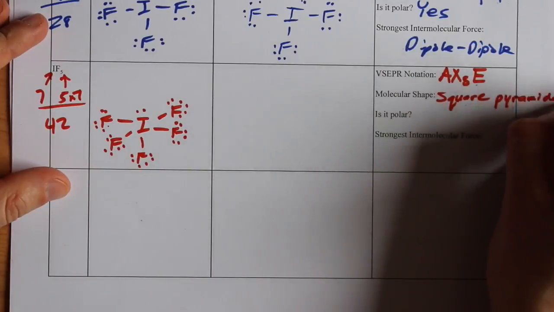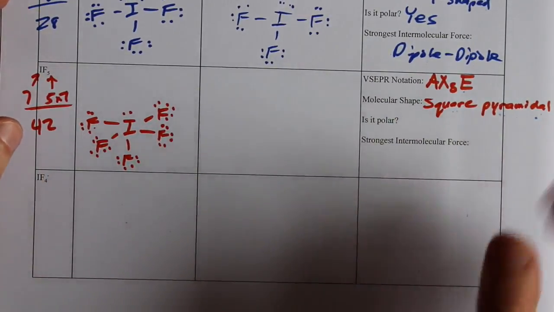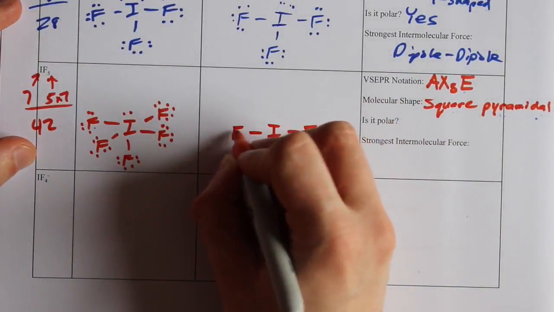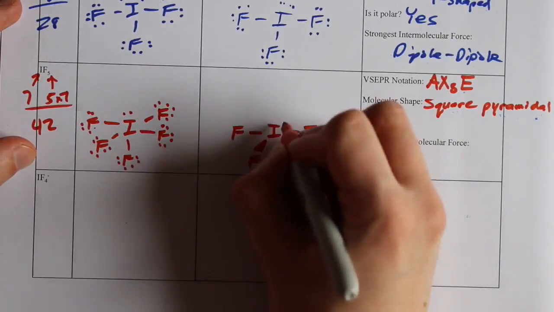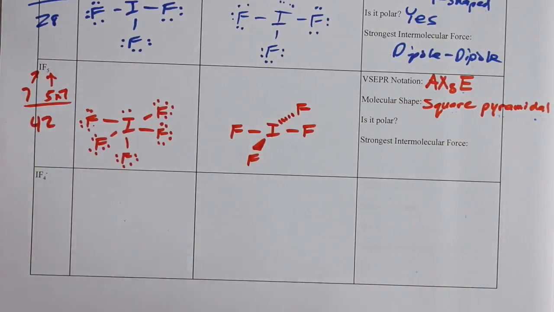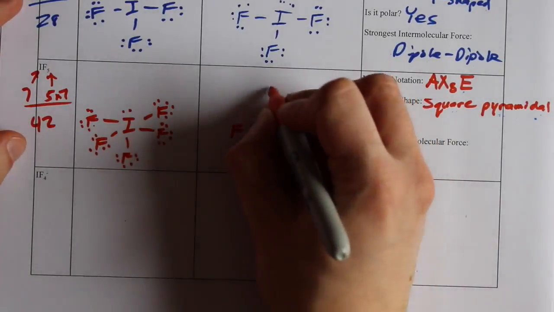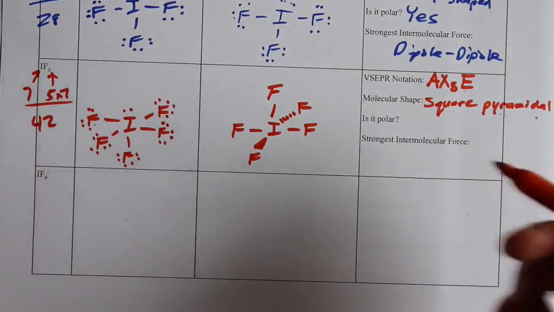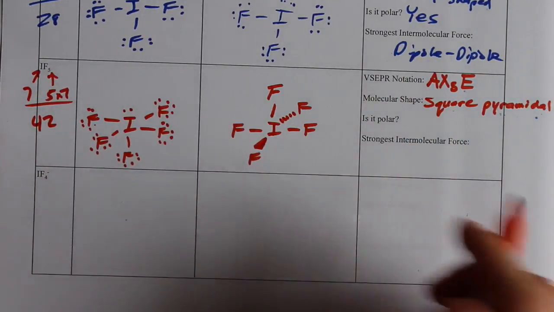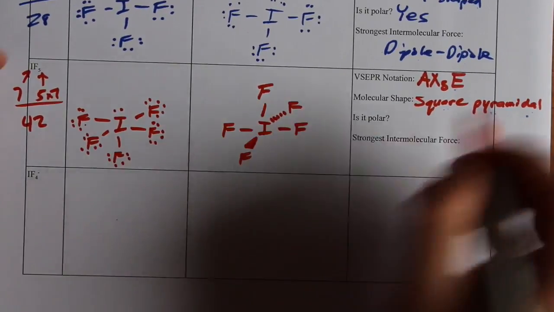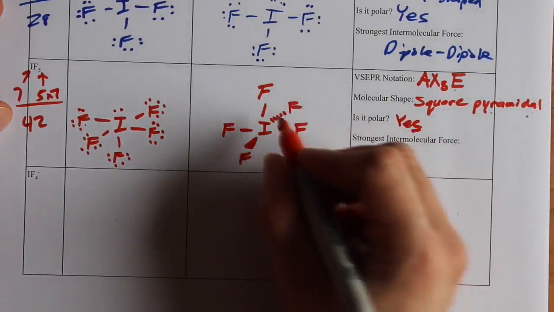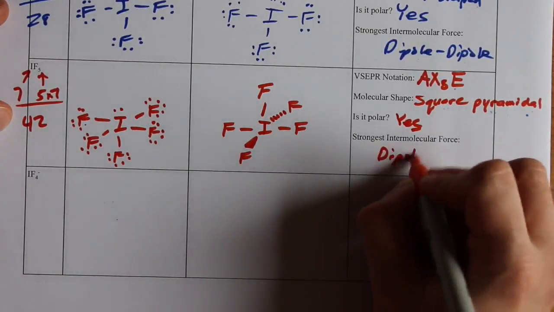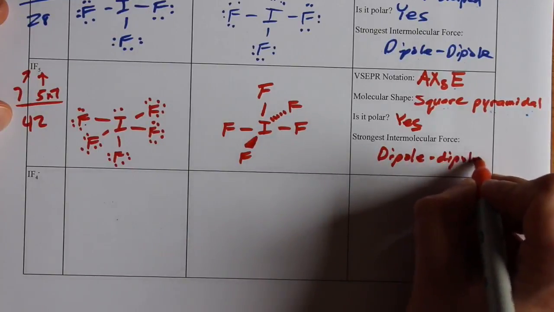That's probably going to remind you of trigonal pyramidal or trigonal bipyramidal, because I have an iodine with 4 fluorines as the base. And then I have 1 fluorine either coming up above or below. I like doing it above because then it looks like one of the pyramids from Egypt. And there's my 3D structure. Is it polar? Yes, the F on top here has nothing below the I to cancel it out. And so the strongest intermolecular force is dipole-dipole. Yes, yes it is.